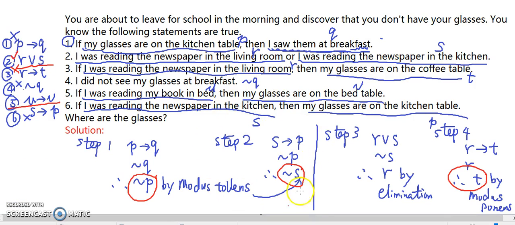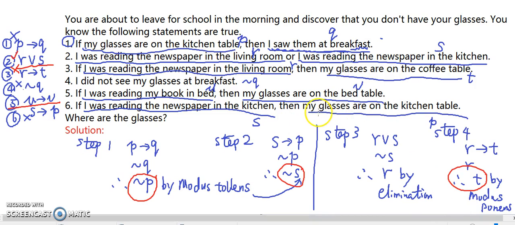Okay, so this is how we use symbols to simplify the problem. Even if you don't look at the original statements, you can just use the symbols and use what we learned, modus ponens, modus tollens, elimination, disjunction, conjunction, and we can find out the conclusion.